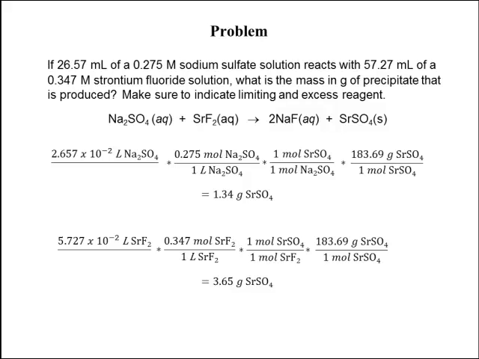I end up with 3.65 grams of strontium sulfate for that one. So which one's limiting, which one's excess? Well, limiting is the Na2SO4. The excess is the SrF2. The amount of solid precipitate I can produce from this is going to be the 1.34 grams of strontium sulfate.